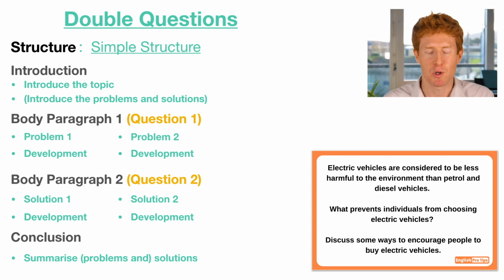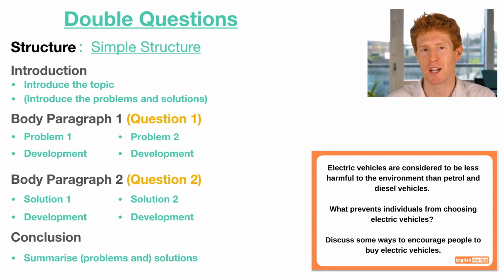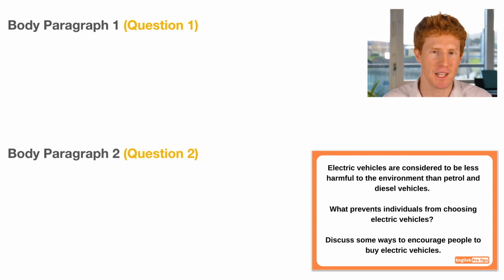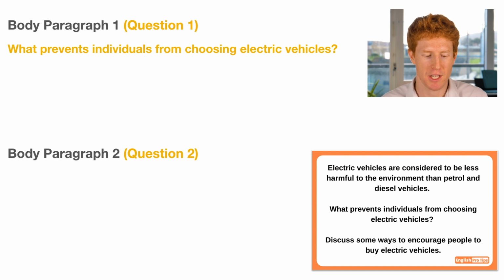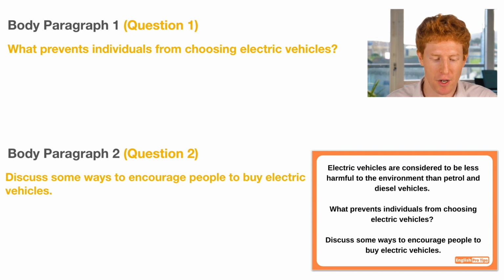And remember, if you're running short of time, don't bother summarizing the problems, just summarize the solutions that you've mentioned in your answer. Okay, let's plan in a little bit more detail and brainstorm some ideas. So question 1 asks us what prevents individuals from choosing electric vehicles, and question 2 asks us to discuss some ways to encourage people to buy electric vehicles.